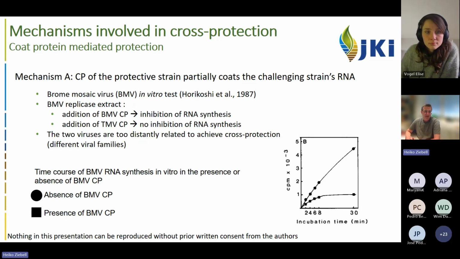It was seen that the coat protein of a protective strain can partially coat the challenging strain's RNA and therefore prevent infection. This has been shown for Brome mosaic virus, where they had Brome mosaic virus replicase extract, and when the coat protein of this virus was added, the RNA synthesis was inhibited. But if a coat protein from a completely different virus, tobacco mosaic virus, was added, the RNA synthesis was not inhibited because these two viruses are too distantly related.